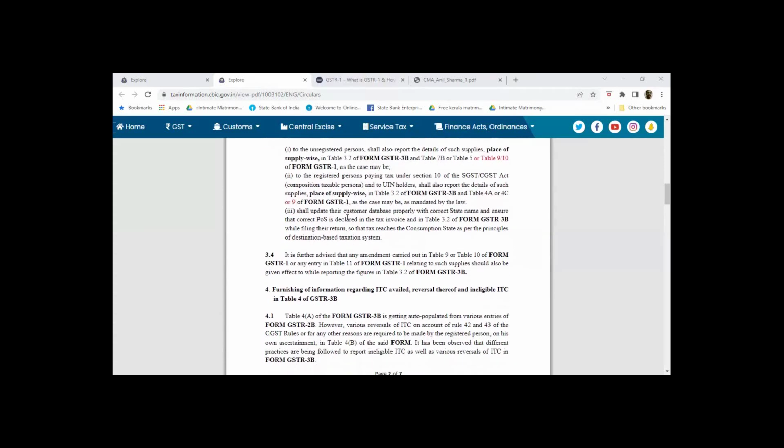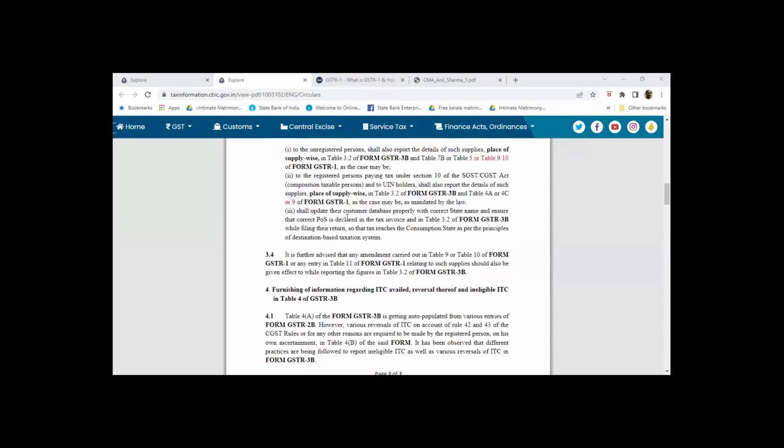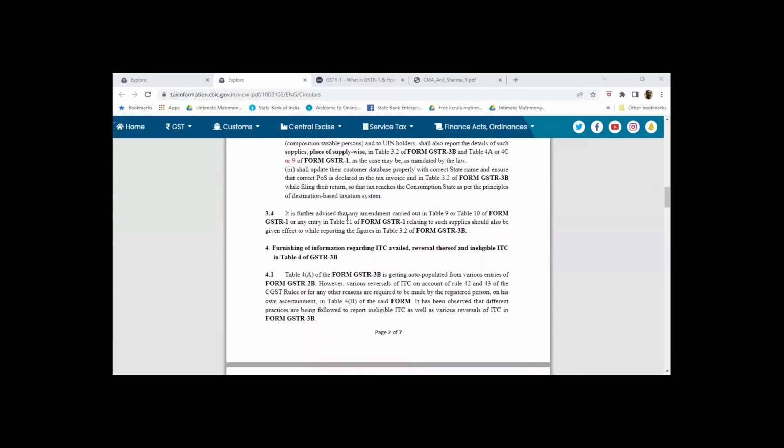Then, registered persons paying tax under Section 10 of CGST or SGST Act, that is composition taxable persons, and UIN holders shall also report the details of such supplies, place of supply wise in table 3.2 of Form GSTR 3B and table 4A or 4C or 9 of Form GSTR 1 as the case may be, mandated by the law.